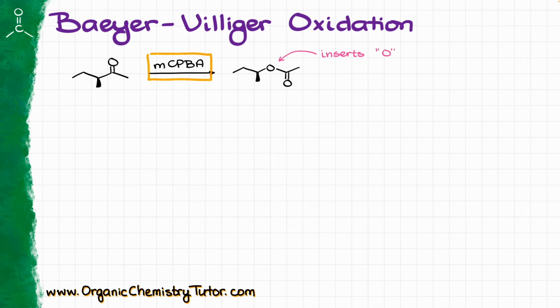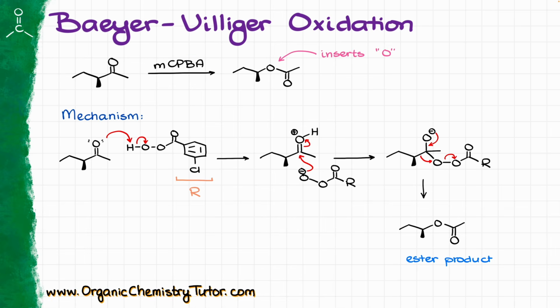We remember that normally we use this reagent in the epoxidation of alkenes, but apparently it has another interesting use. When we use mCPBA, it can insert an oxygen in between the carbonyl and the nearby carbon of our ketone. Importantly, we insert the oxygen between the carbonyl and the more substituted group. So the group migratory aptitude here goes from the tertiary alkyl group to the secondary to the primary, and the CH3 migrates the slowest in this case.